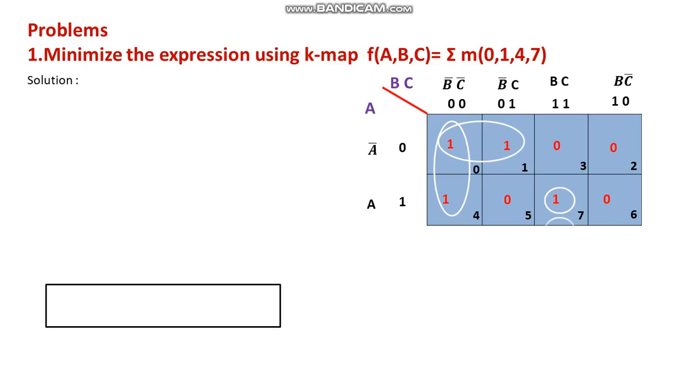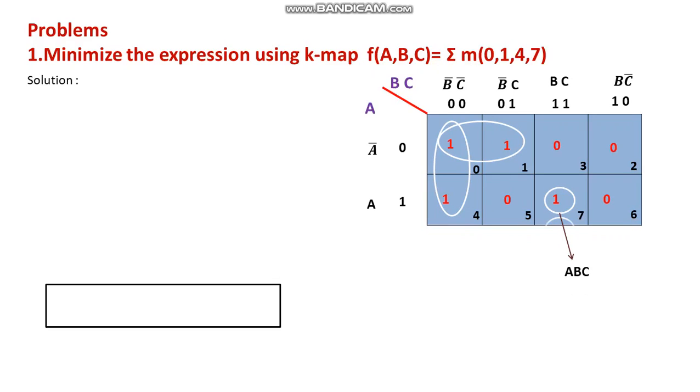Now we have to write the simplified expression, right? So we will write an expression for each group. First, I'll write an expression for this isolated one. For that group, search for the variables row wise and column wise. First go for the row wise. For the cell number 7, what variable do we have? A. Then go column wise. What are the variables you have? B, C. So the expression for that group is A, B, C.